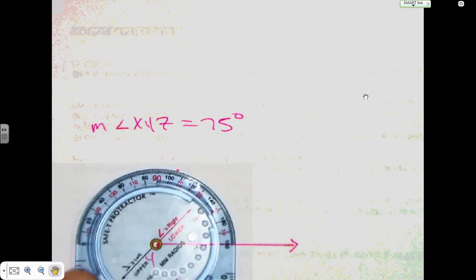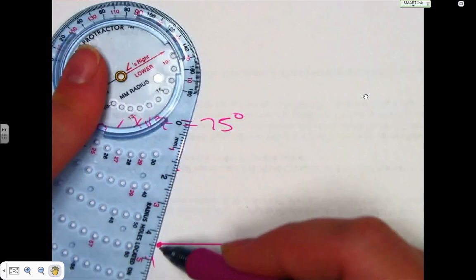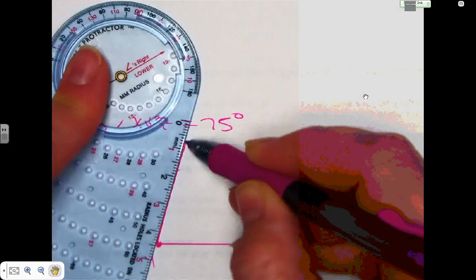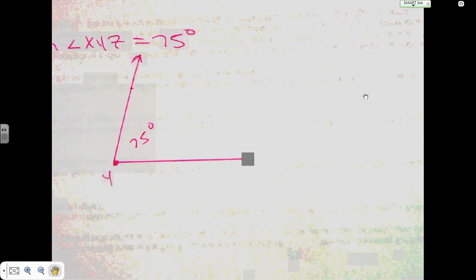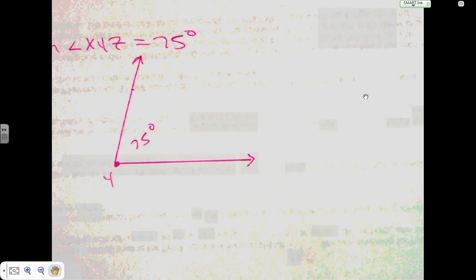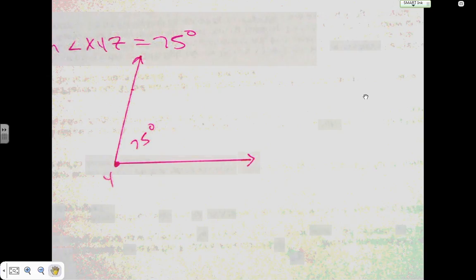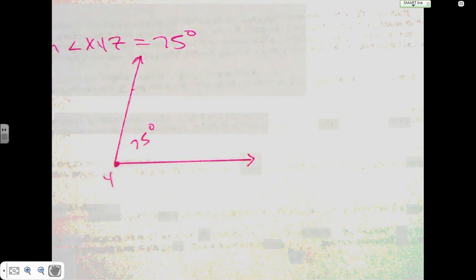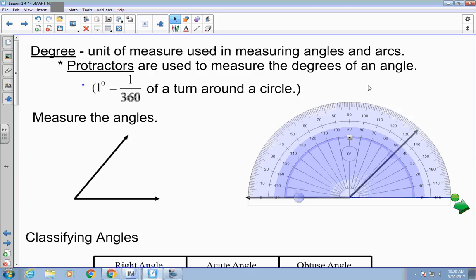So I make a little dot. That tells me about where 75 degrees is. And then I move my protractor and I connect those 2 points. Between any 2 points, there's exactly one line. So I have created a 75-degree angle right there. So that's how you measure angles and create angles.